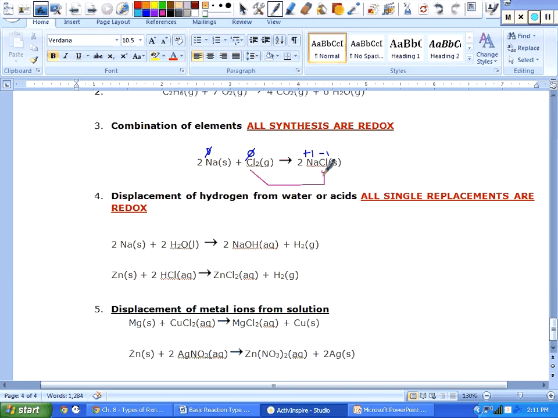Listen, look for the thing that went down first. Did that go down? That's reduction, automatically. If it went down, it's reduced. The other thing will be oxidation. So sodium went up, so it's oxidation.